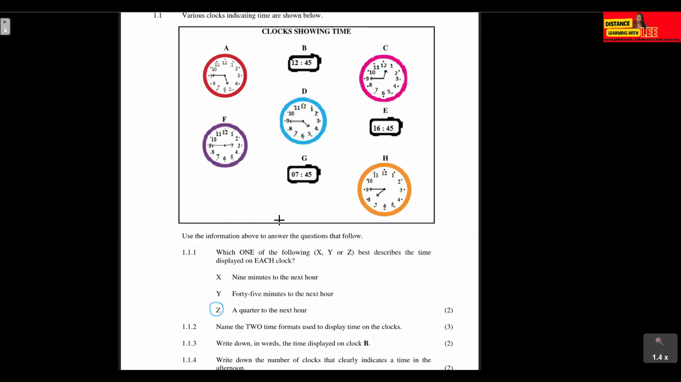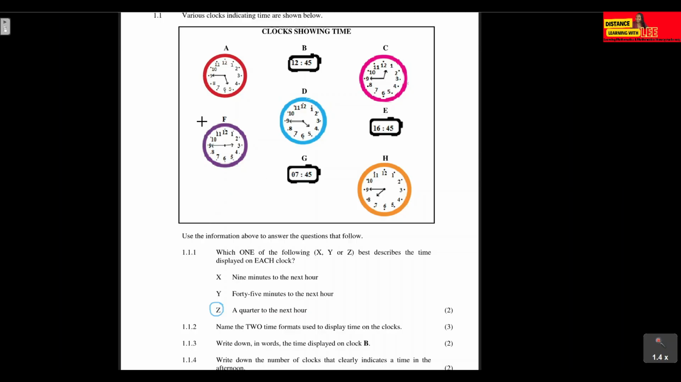So in this case, with this question, they'll accept two answers. Because the question is asking us to write or name the two time formats used to display time on these clocks. For me, what immediately popped up is that the time formats used to display time on these clocks are digital, where you've got 12 with the colon 45, that is a digital format, and analog, where you've got your circular clock here, your analog clock.